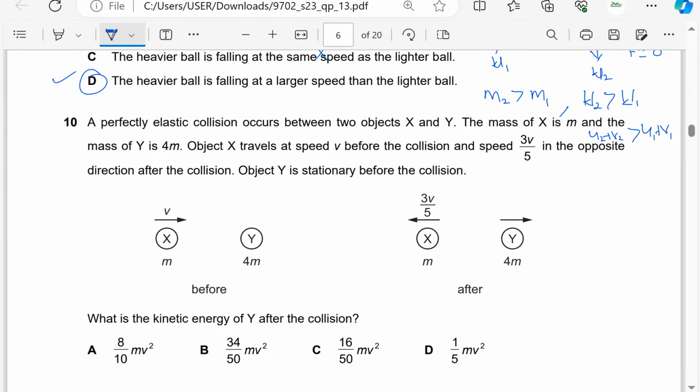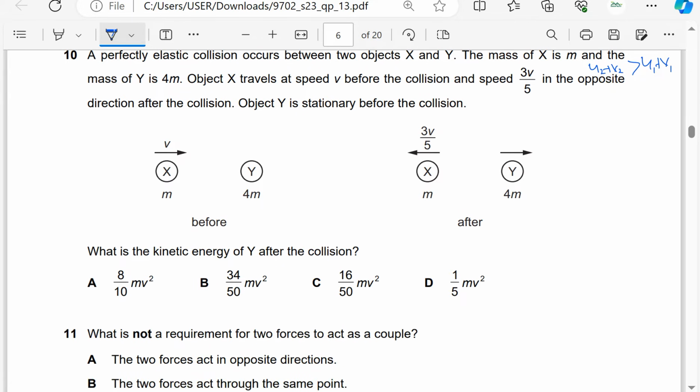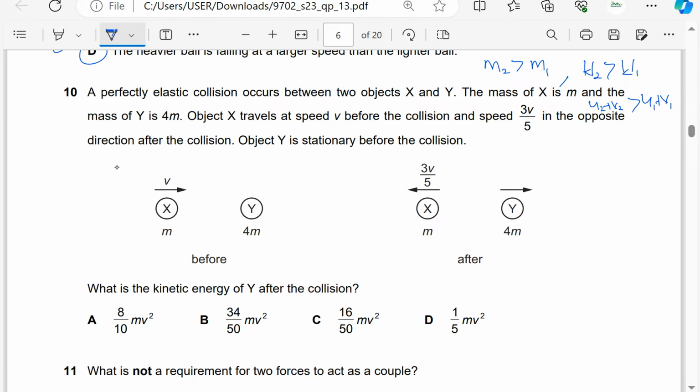A perfectly elastic collision occurs between two objects, x and y. The mass of x is m and the mass of y is 4m. Object x travels at speed v before the collision and speed 3v over 5 in the opposite direction after the collision. What is the kinetic energy of y after the collision? Okay, so I will find the kinetic energy of x before the collision, because y was at rest.